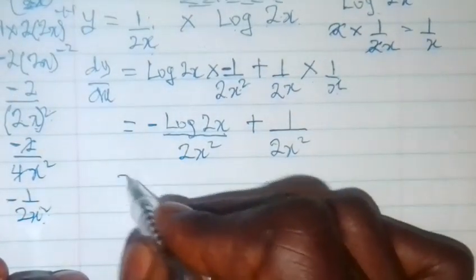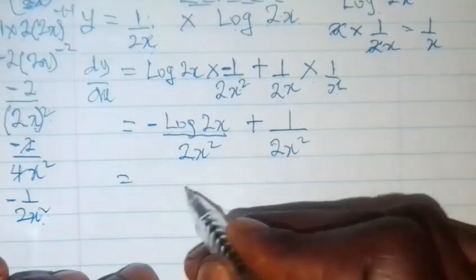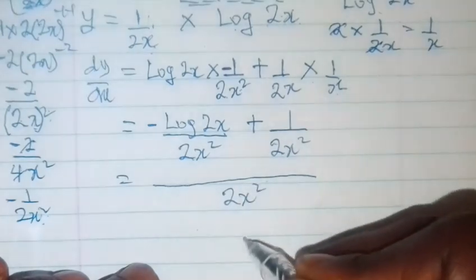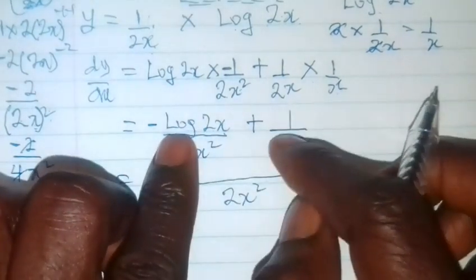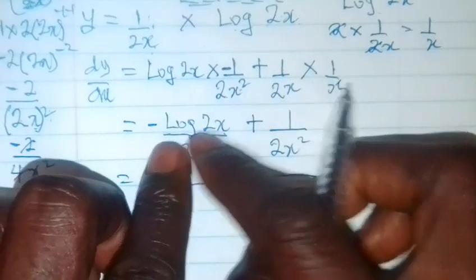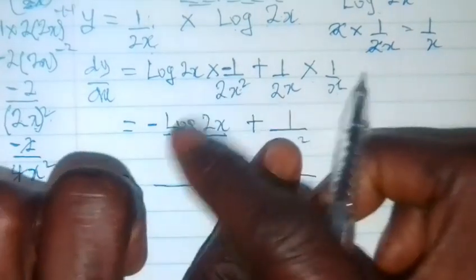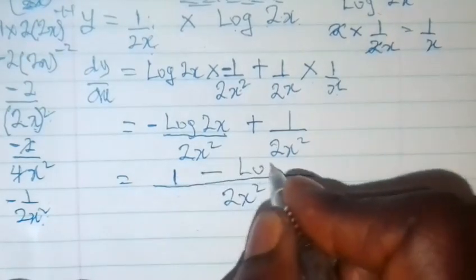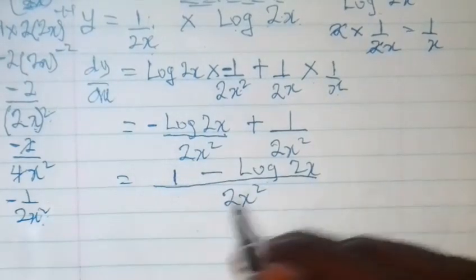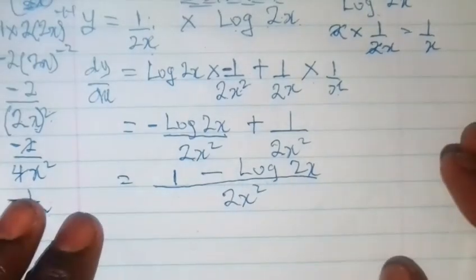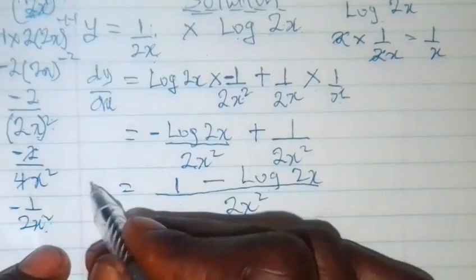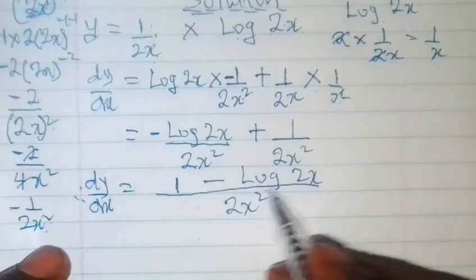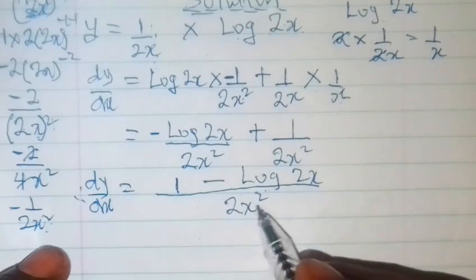You can see here that the denominators are the same. So if we rule our line, we can take the common denominator as 2x squared. As for the numerator, if you notice, here we have minus log 2x, and here is plus 1. We are going to swap the position. So 1 will come first, and then minus log 2x will come next, and this is going to give us the answer to the question. So we can therefore conclude that the derivative dy/dx is 1 minus log 2x, everything divided by 2x squared.